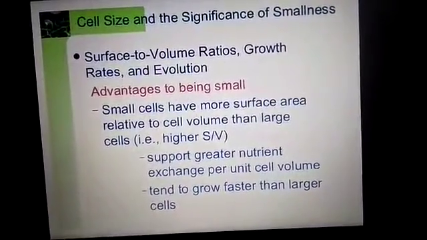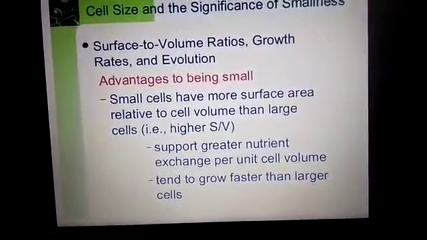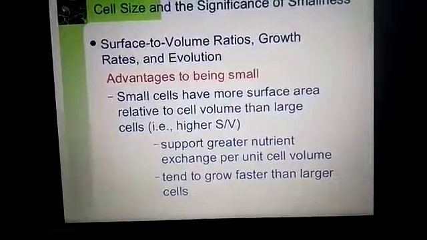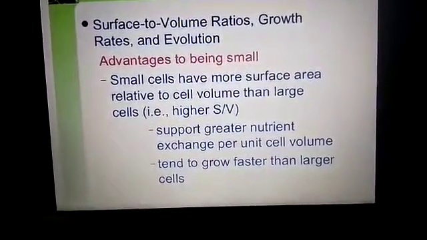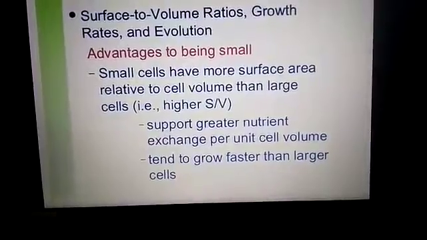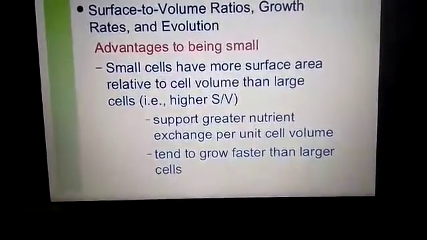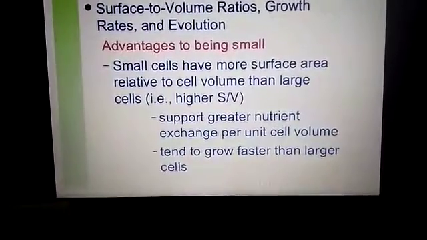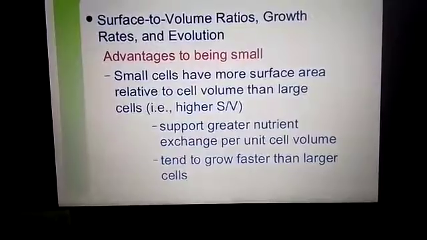Cell size and the significance of smallness: surface to volume ratio, growth rates and evolution. Cells generally remain small in size for two main reasons. First, different regions of the cell can communicate with each other rapidly for the cell to function effectively. Second, cells have a large surface area to volume ratio for greater diffusion of substances in and out of the cell.